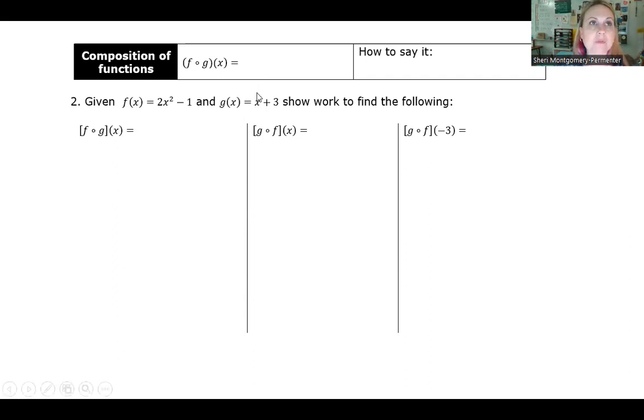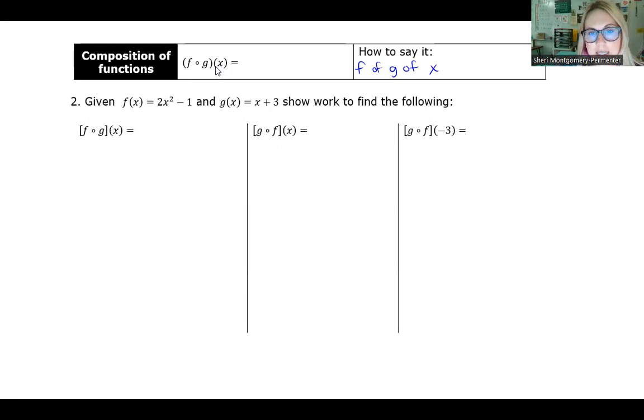On the back, composition of functions. So this is different than multiply. See how it's like a little tiny little O? We say that as f of g of x. So I'm going to write that down. We say it as f of g of x. That's how you read this. F of g of x.